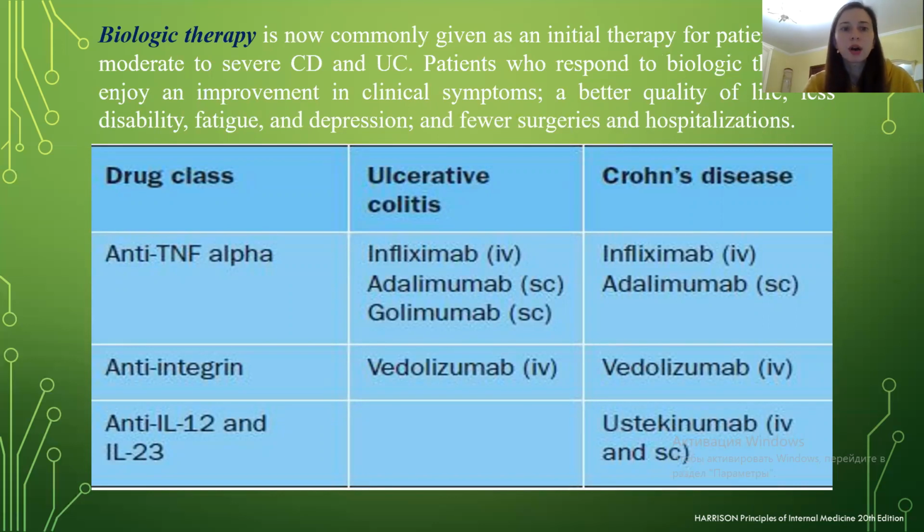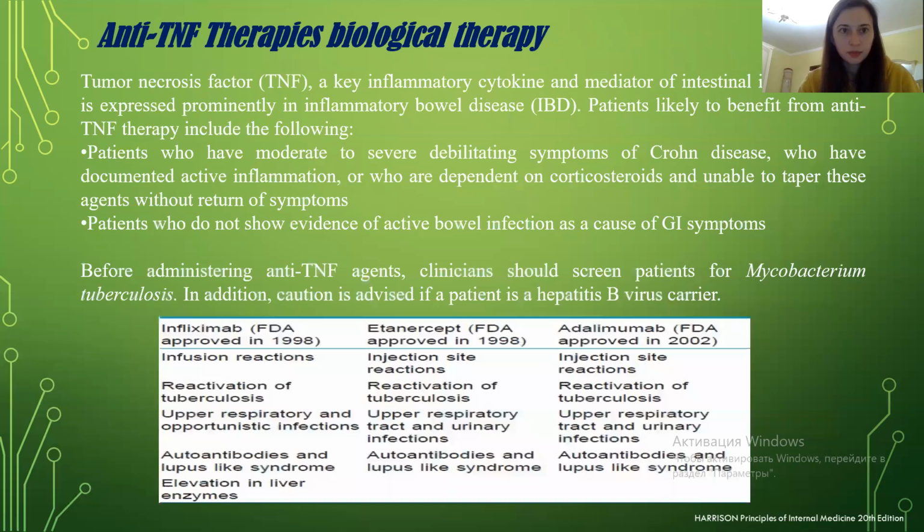And what are the drugs? Anti-TNF-alpha, anti-integrin, anti-interleukin 12, and anti-interleukin 23. These are different drugs for colitis and Crohn disease. First, anti-TNF therapy, a biological therapy.